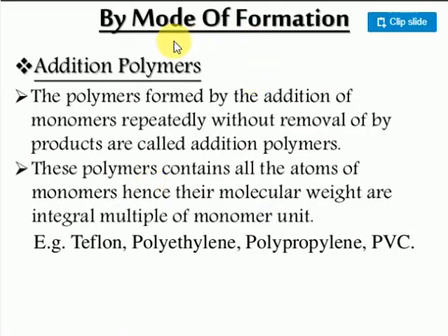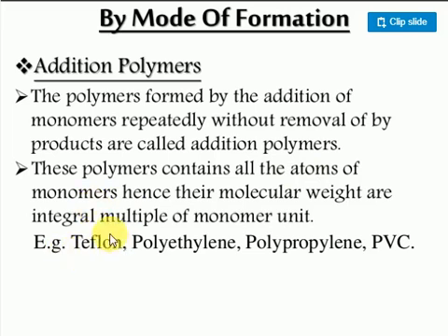Look, students, by mode of formation, very, very important, addition polymers are there. The polymers formed by the repeated addition of the monomer without removing any product are called addition polymers. Example: polythene. These polymers contain all the atoms of the monomers. Before the polymerization and after polymerization, the number of atoms present in the molecules remains the same. That's called an addition polymer.